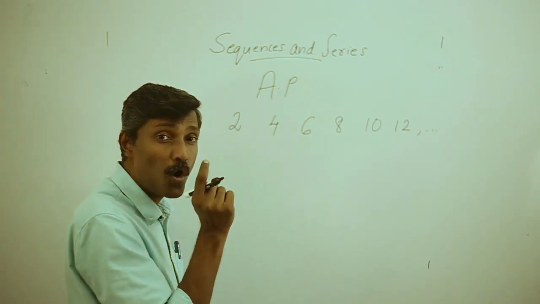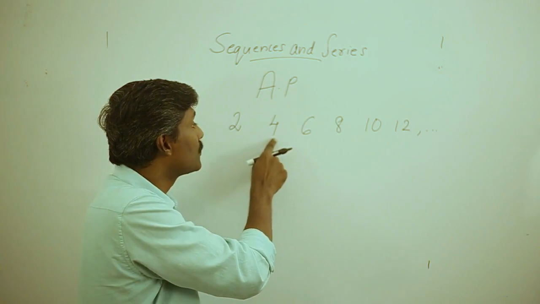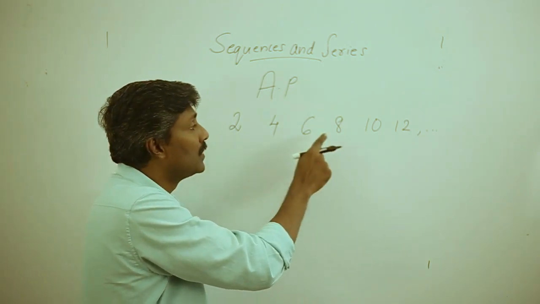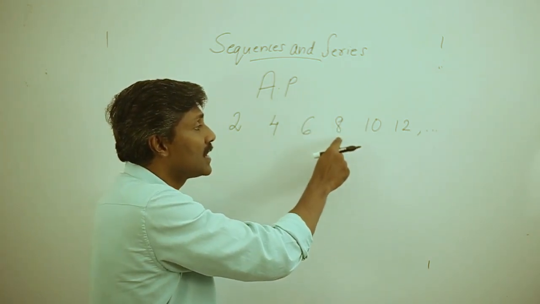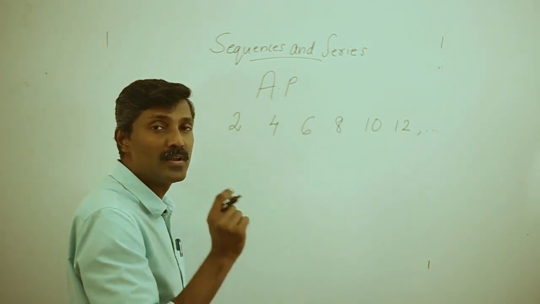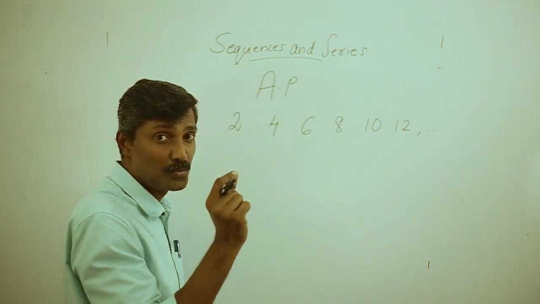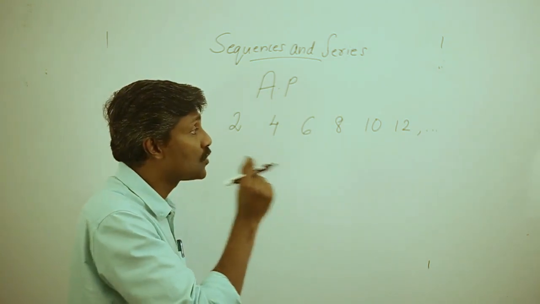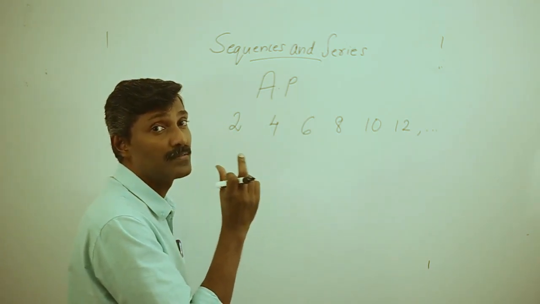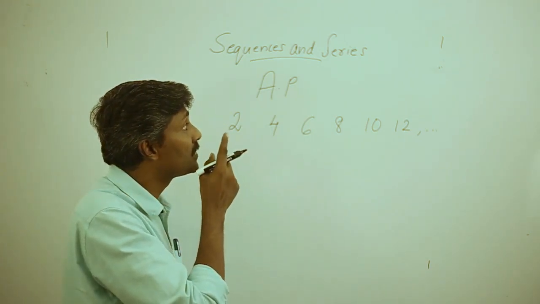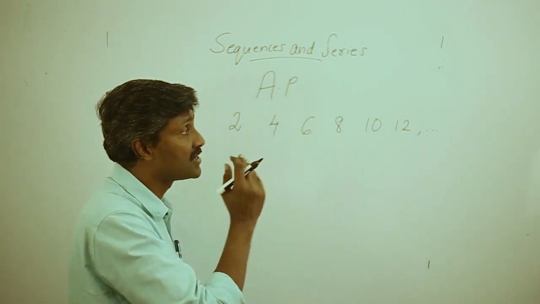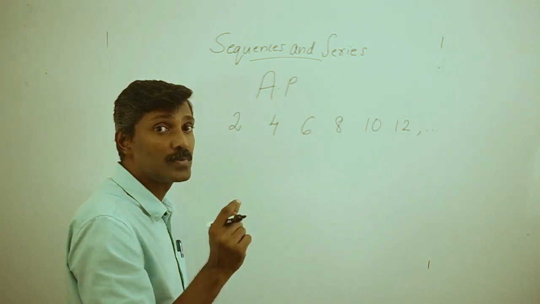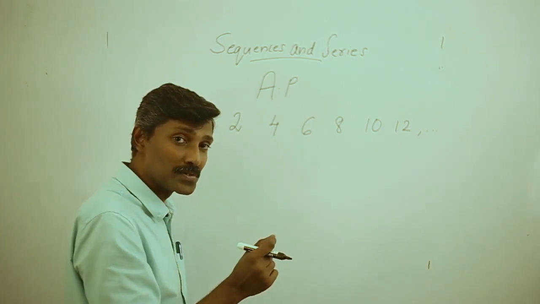So there is a common difference. 4 minus 2 is 2, 6 minus 4 is 2, 8 minus 6, 10 minus 8, 12 minus 10, all will give you the same constant term 2, and that difference is called the common difference because it is common for each of the consecutive terms. Clear? And that is why it is called arithmetic progression. It is progressing. But it is not necessary that the common difference has to be positive. It can be negative also.